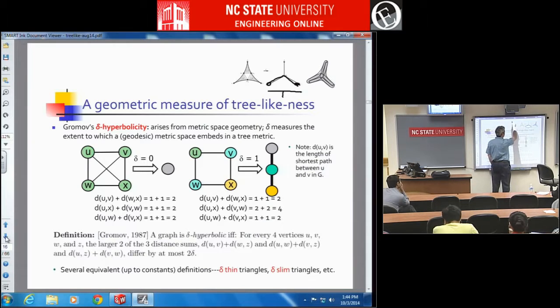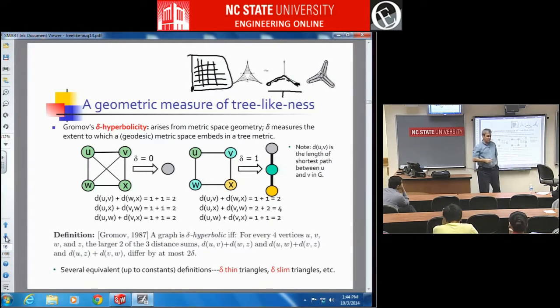So for example, this might look tree-like. If you have a grid, that's not going to be tree-like because there's a lot of different paths that you can take from A to B that are just going to be very different. The actual metric's going to be very different. So there's a bunch of ways to define this: Gromov's 4-point condition and a couple other ways that are equivalent up to constants that actually matter in these applications, but not in theory.